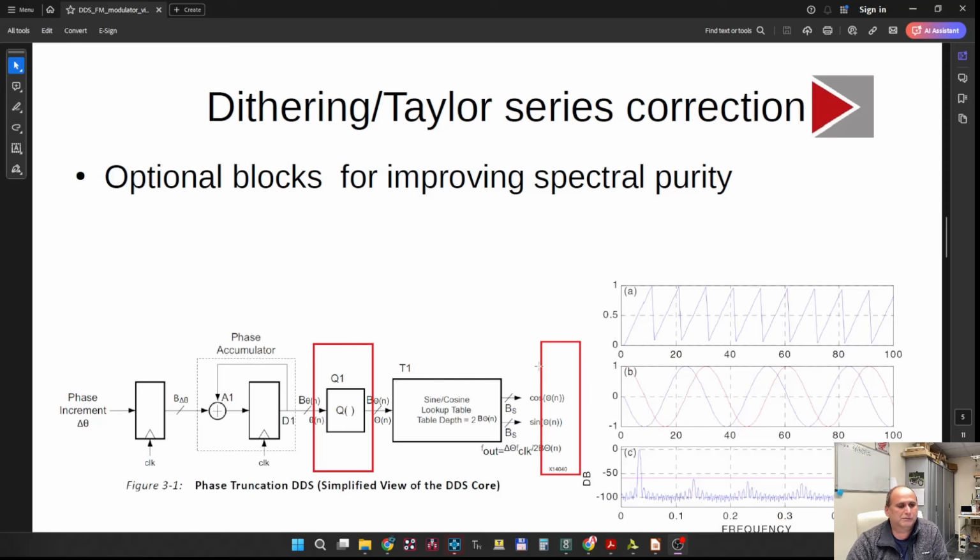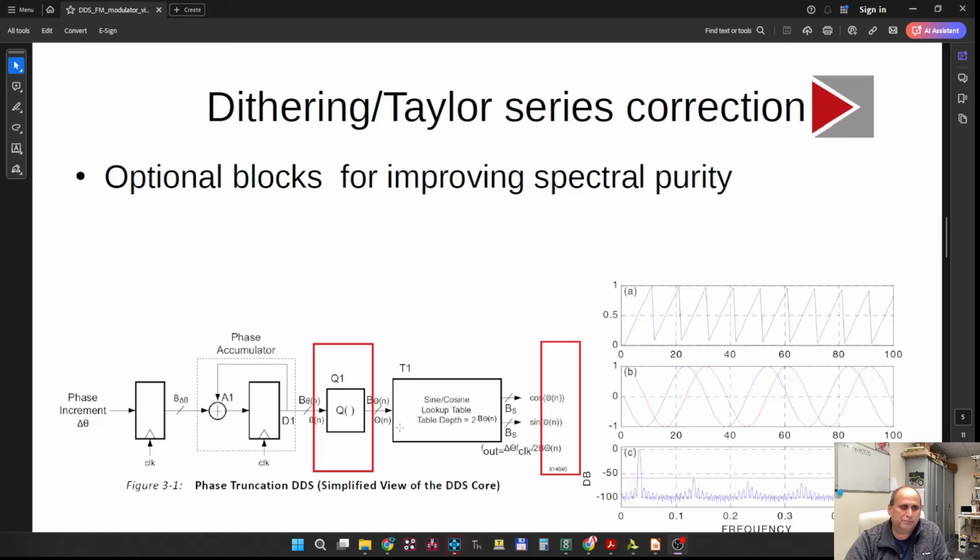Actually, this is not even represented in my diagram. You need to use your imagination. There is a block here, a quantization error block, which is doing a little bit of dithering. What does dithering mean? You sprinkle some random errors which get added to the signal, and that actually makes the error even lower because it gets distributed, like white noise. And then Taylor series, which is a mathematical method to improve a little bit the shape of your generated signal. So you can see here the spectrum of a frequency generated by a DDS without the help of dithering, without the help of Taylor series. Now, those two things, you use one or the other, you never use both.